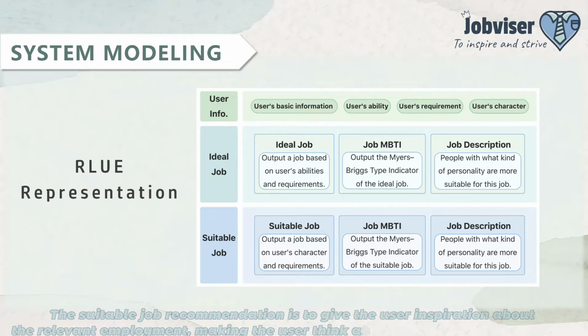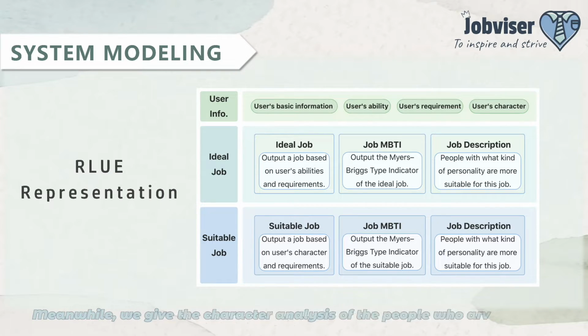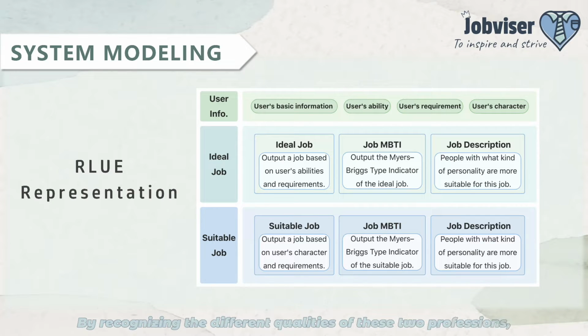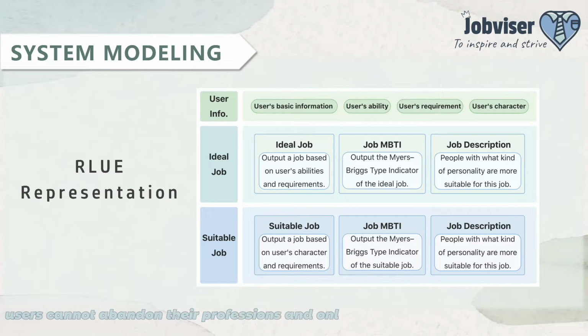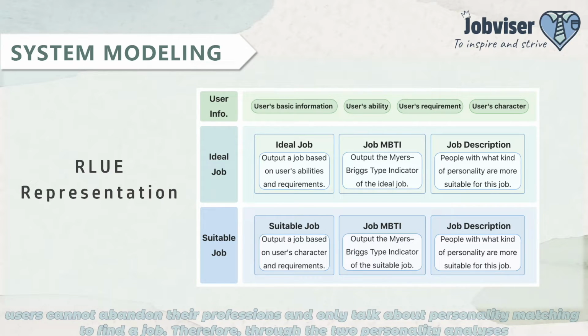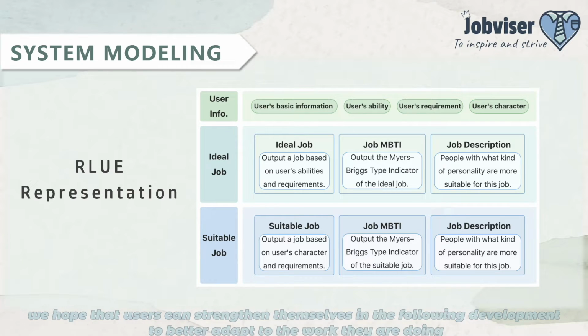The suitable job recommendation is to give the user inspiration about the relevant employment, making the user think about their endless possibilities. Meanwhile, we give the character analysis of the people who are suitable for these 2 different jobs to give users more inspiration, by recognizing the different qualities of these 2 professions. Users can better understand their personalities and ways of doing things. Besides, we also understand that from many factors, users cannot abandon their professions and only talk about personality matching to find a job. Therefore, through the 2 personality analyses, we hope that users can strengthen themselves in the following development to better adapt to the work they are doing.